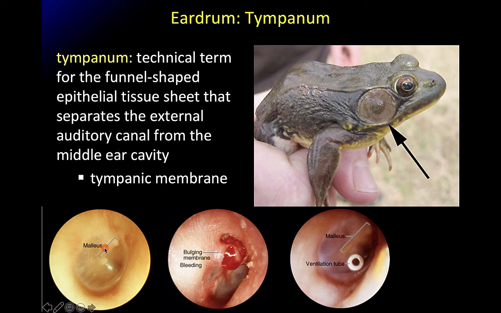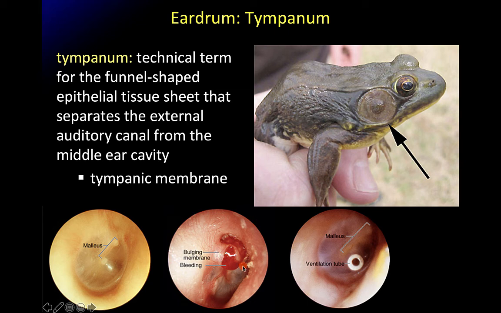We can see some issues with this. There's a nice malleus fused to this in a good, healthy eardrum here. This one looks less than healthy, right? We can see obviously some bleeding in here. Perhaps there's a little bit of a rupture that we can't quite make out because of that.